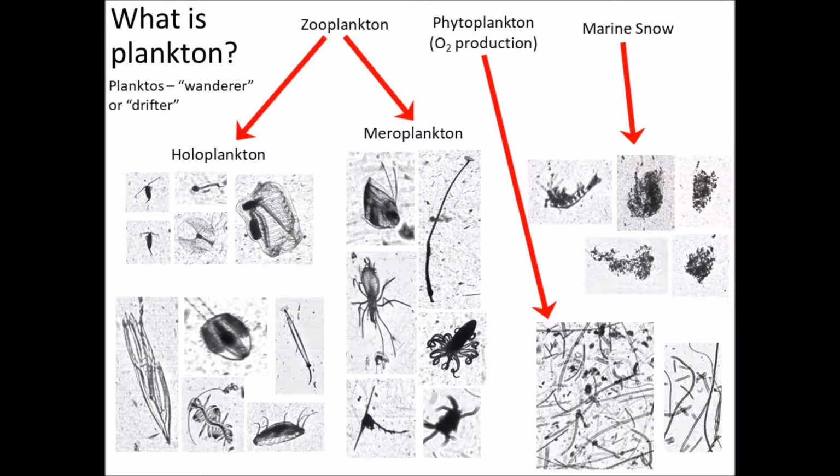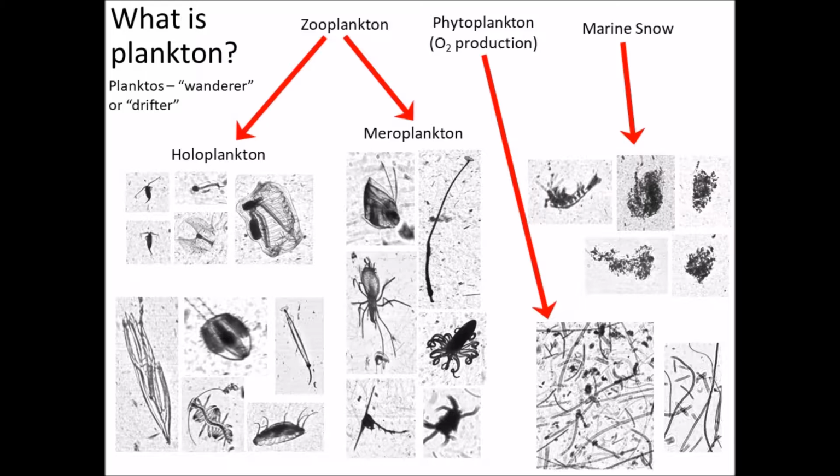The holoplankton spend their entire lives as plankton. These include copepods on the far left top. Those are one of the most important consumers globally. These three groups on the top half are consumers of phytoplankton, and the ones on the bottom are consuming other zooplankton.